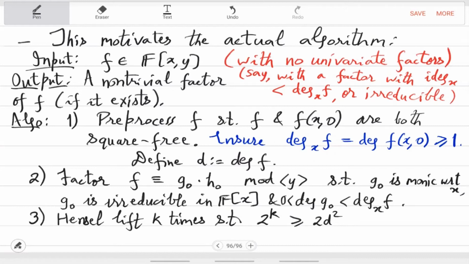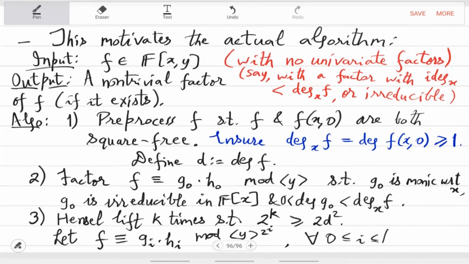So, let us say these Hensel liftings are G_i, H_i mod y to the 2 to the i, for all i from 0 to k. Okay, so these G_i, H_i you have collected. I mean, your algorithm actually computes this. What is the next step? So, next step is the linear system solver. You try to find L_k.